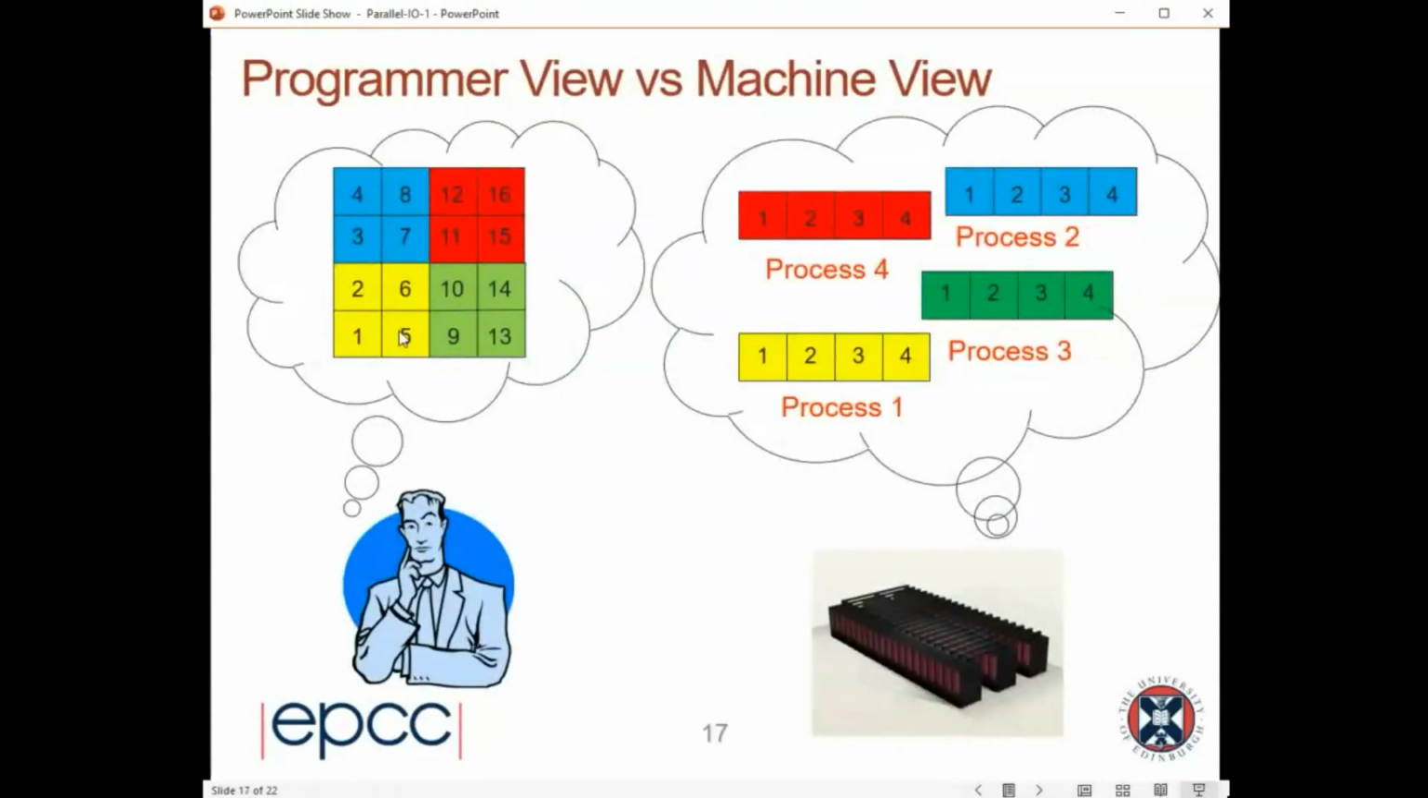So, as I said, the programmer view is that you have 4 processes working together on a big problem where the red process owns the top right-hand corner, the blue process owns the top left-hand corner. But as far as your machine is concerned, it's running 4 processes, each of which has an array of size 4. So this is just in your mind. You need to tell the I/O system additional information, how this red data should be stitched together into the top right-hand corner here.